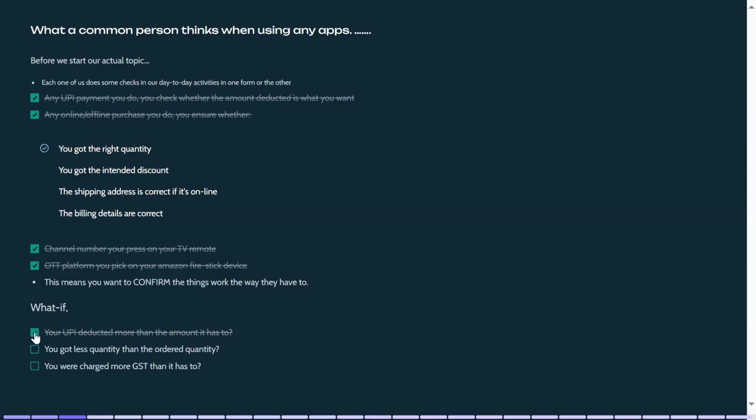Okay, then it's a problem, right? Again, if you receive less than the order quantity, then again it's a problem. Again, if you were charged an incorrect GST amount, that is also a problem. In such cases, you would be disappointed, right?